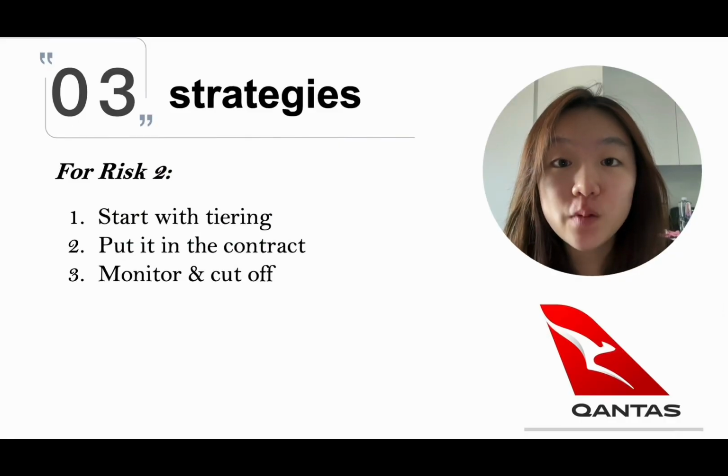For risk 2: start with tiering, put it in a contract, monitor, and cut off. Start with tiering by classifying all third parties by data sensitivity, privilege, and business criticality into high, medium, and low. Check high-risk vendors separately. Put it in a contract by adding security clauses that mandate MFA, centralized logging, audit certification, and so on. Monitor and cut off by enabling ingress alerts and anomaly detection on vendor access. Prepare a one-click kill switch to disable a vendor immediately on anomalies.